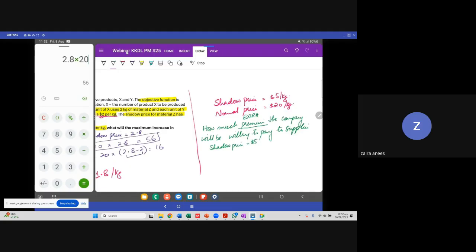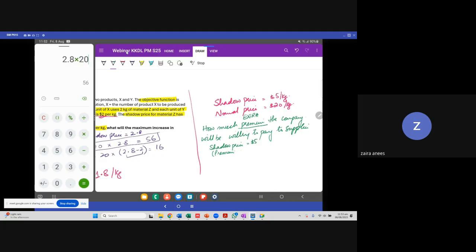Why? Because the company will have a $5 benefit from this raw material. It can pay an extra $1, it can pay an extra $2, it can pay an extra $3. Even if it pays an extra $4, it still has a benefit of $1. But if it pays $5 extra to the suppliers, it will have no benefit. And if the supplier says, hey, I want to charge a $6 premium, that will not be acceptable. Okay. Shadow price or premium: the premium will be equal to the shadow price in this case.